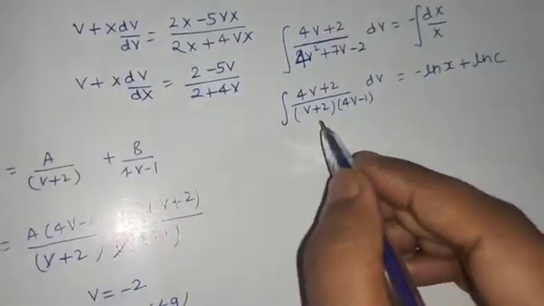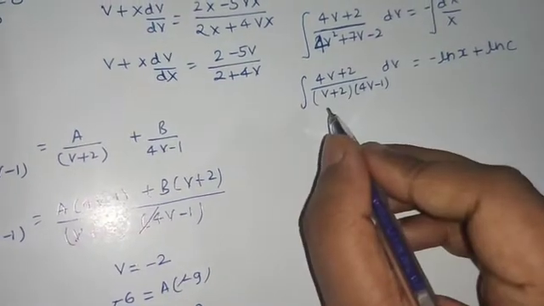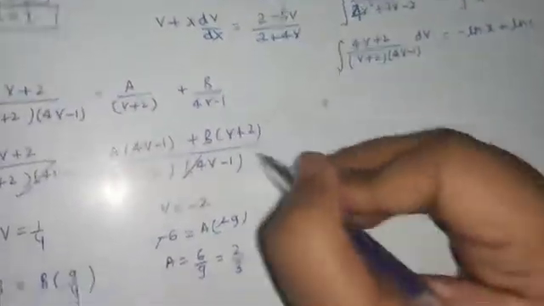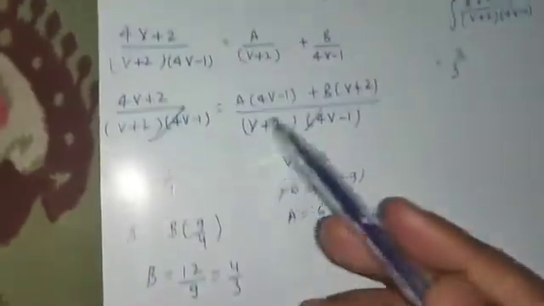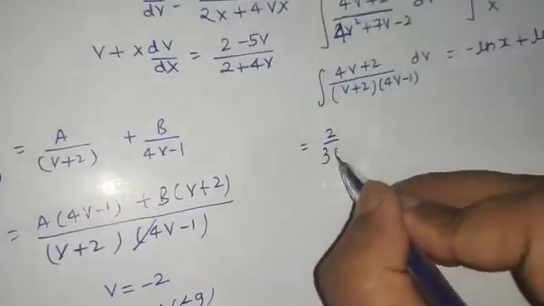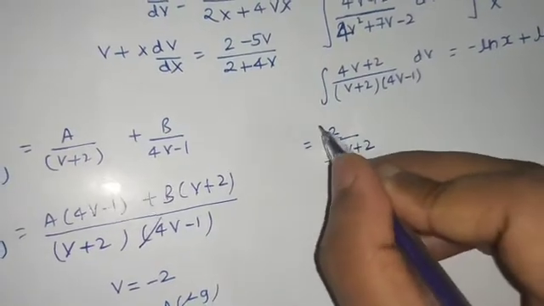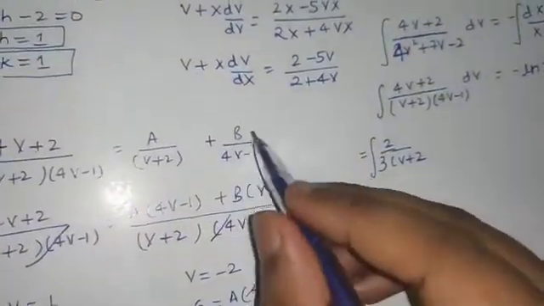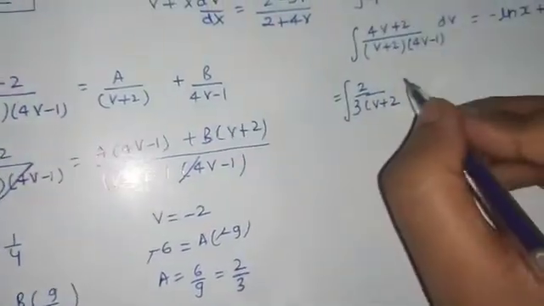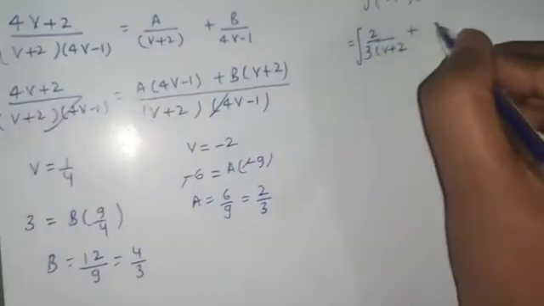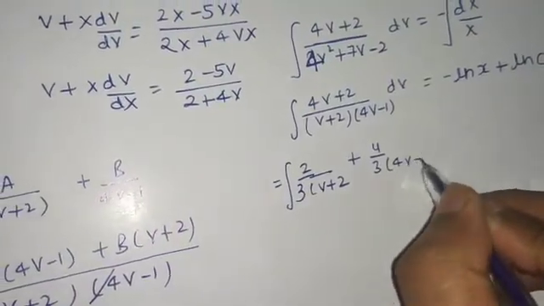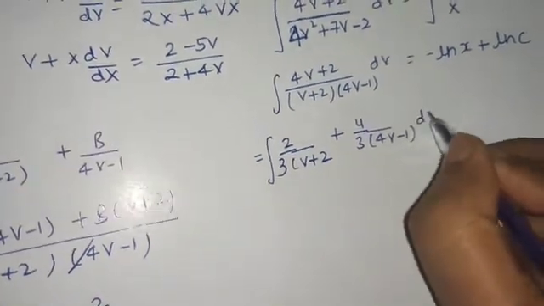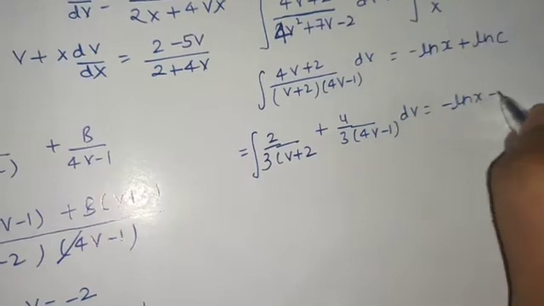So this integral can be written as a upon v plus 2, so a is 2 by 3, plus b upon this, so plus b is your 4 by 3 divided by 4v minus 1, dv equals minus ln x plus ln c.